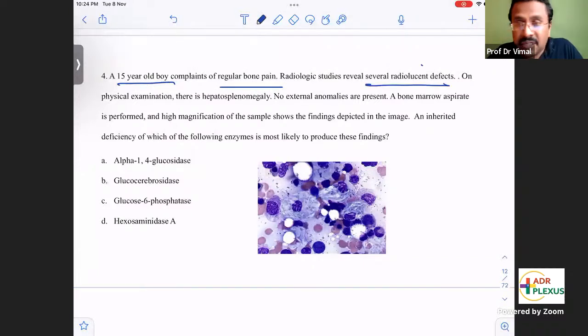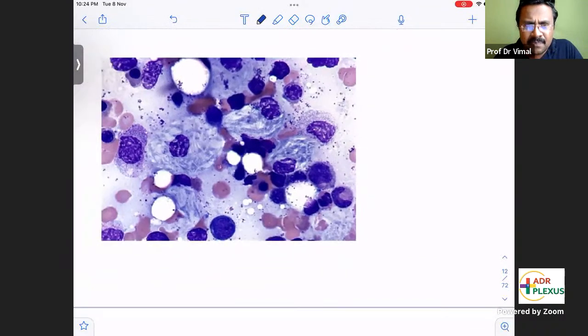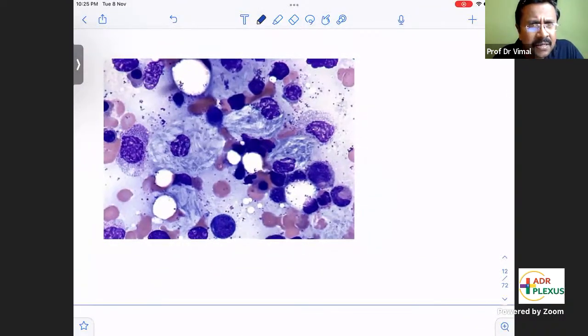And also the bone lesions will radiologically show radiolucent areas, and organomegaly is also there. So usually in case of organomegaly with bony pain, they will do a bone marrow aspirate. In this bone marrow aspirate, you see peculiar cells, which is a very repeated MCQ and a very important image, which will be seen in all your exams.